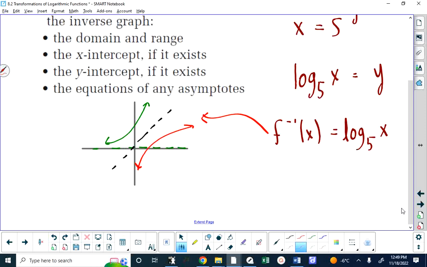So what are the properties? What is the domain of that function? The domain of that function would be x is greater than 0. The range would be y as any real number. There is an x-intercept of 1 because there was a y-intercept of 1 on that, which we learned on day 1. There is no y-intercept because this is a vertical asymptote, speaking of which the equation of that vertical asymptote is x equals 0. Does that help?